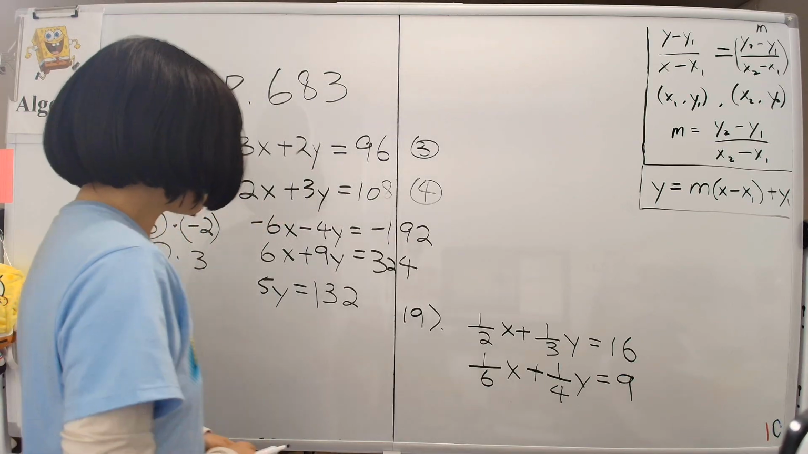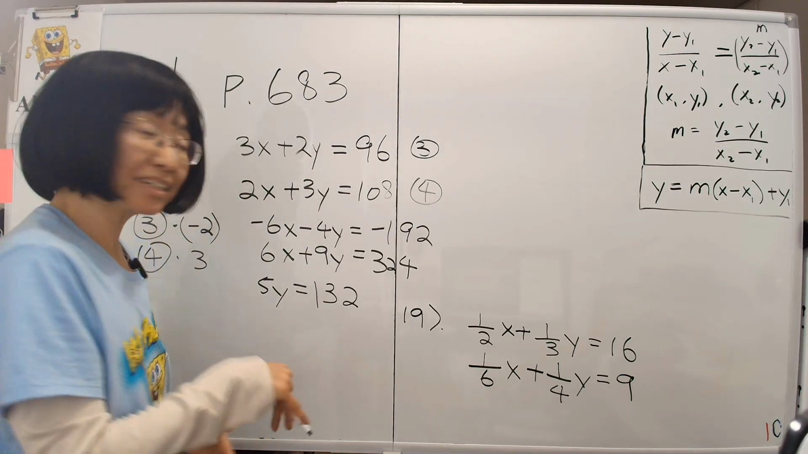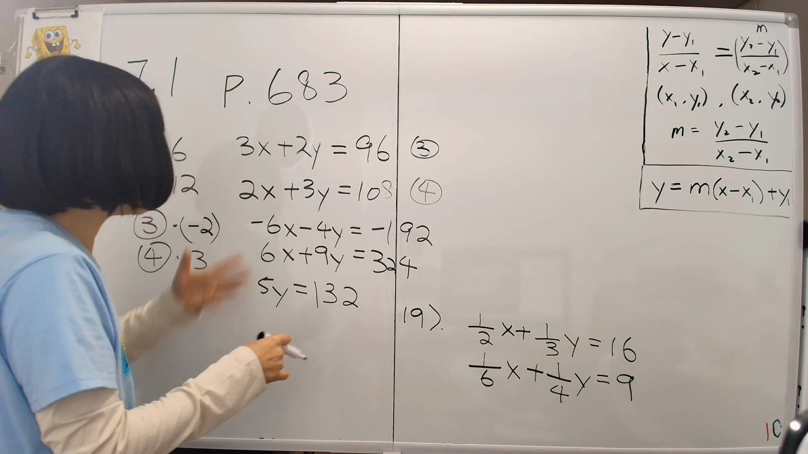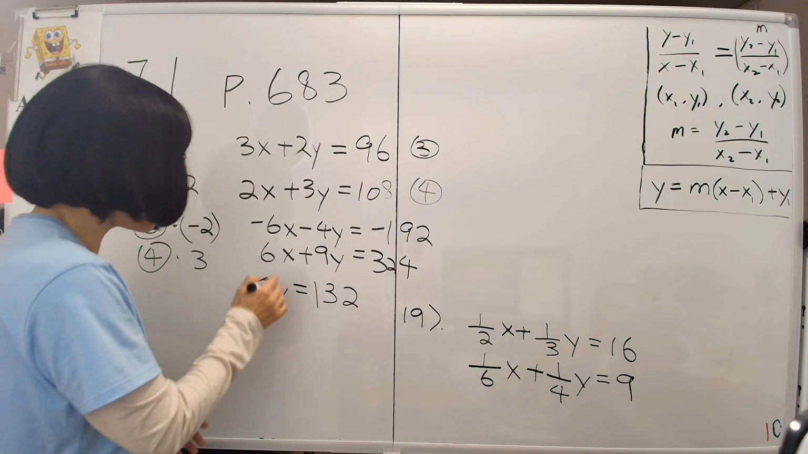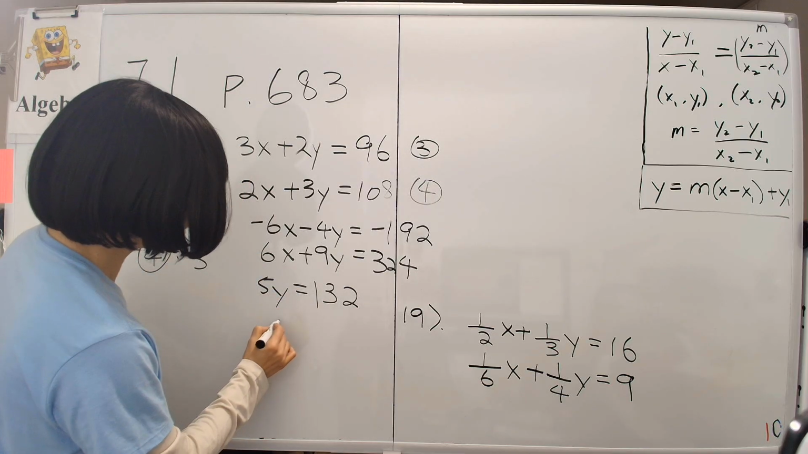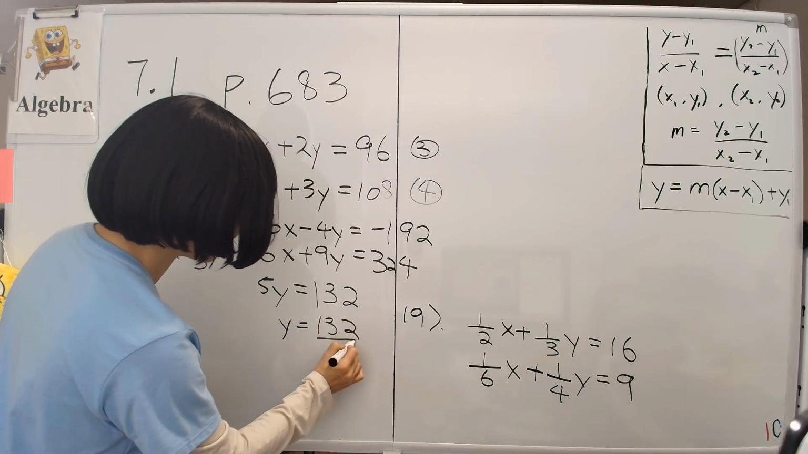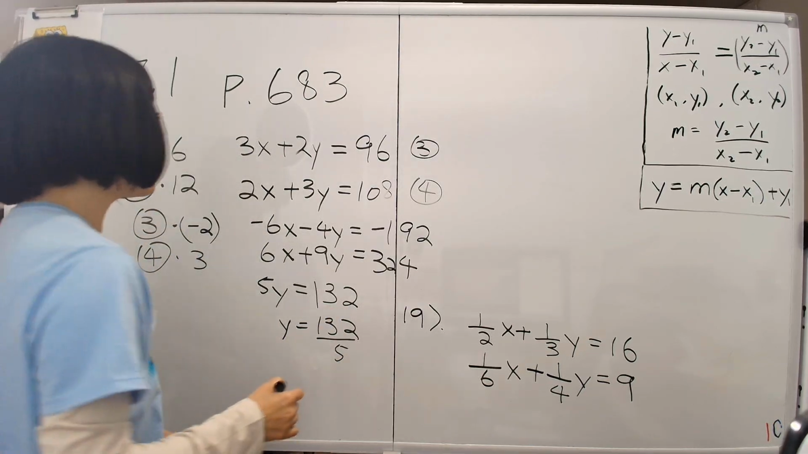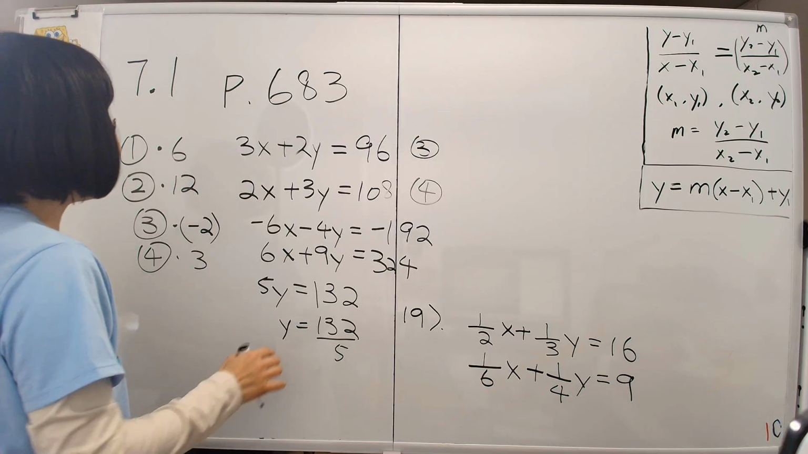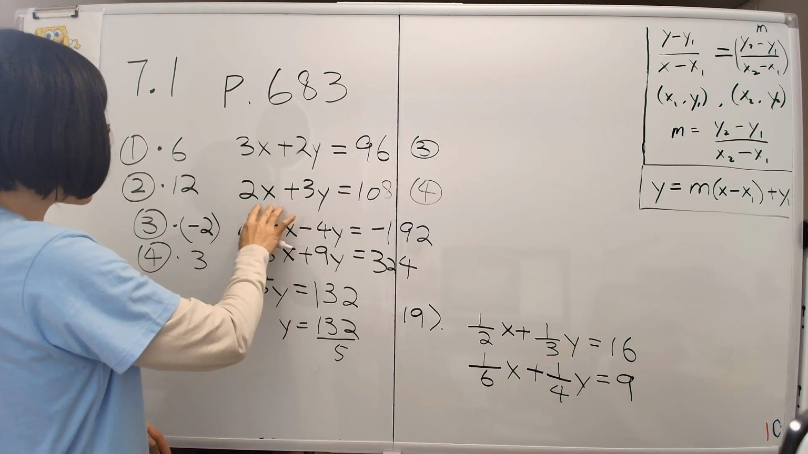Well, my answer is right. This is just not a very pretty question. I mean, the question is not too bad, but the answer is just not that pretty. So y ends up being 132 divided by 5. Ugh. I wouldn't design a question like that. But anyway, then x, we'll plug into one of these things.